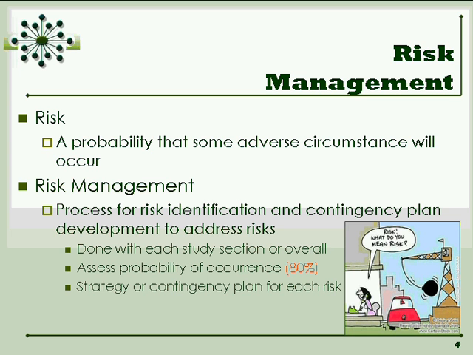There's value in doing it both ways. When it says assess the probability of occurrence, it talks about 80%. That's kind of a magical number with risk management. You can presume that anything that you think has an 80% chance of occurring will occur at some time during the project or during the study.